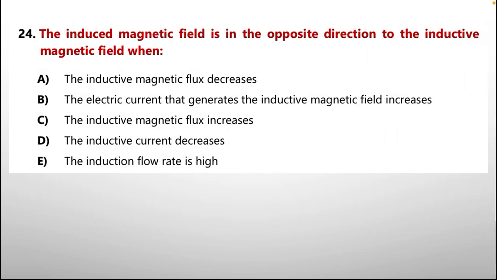Question number 24. The induced magnetic field is in the direction to the inductive magnetic field when? Options are given below, A, B, C, D, E. The inductive magnetic flux decreases; the electric current that generates the inductive magnetic field increases; the inductive magnetic flux increases; D, the inductive current decreases.